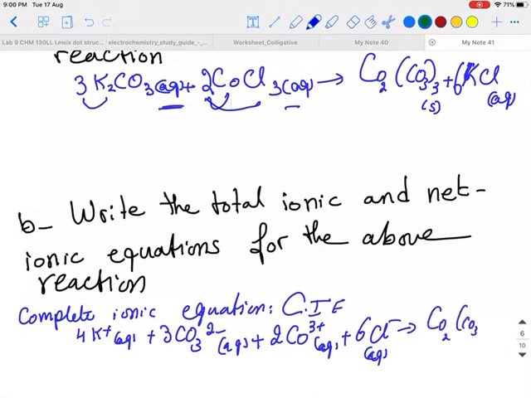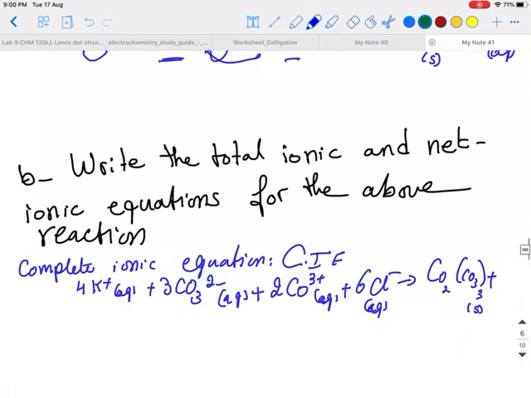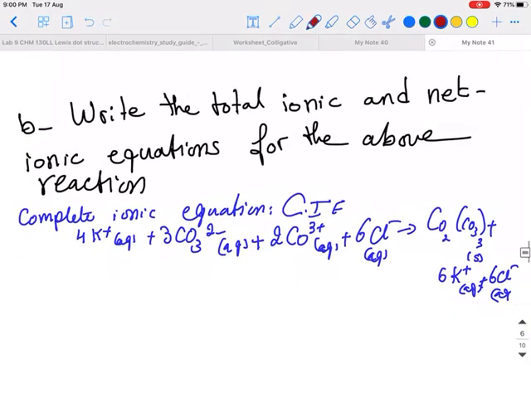Cobalt carbonate, on the other hand, is solid. I do not split it into ions. I keep it as it is. But KCl is aqueous, so I split it into 6K plus aqueous and 6Cl minus. Now I subtract ions from both sides of the equation in order to write the net ionic equation.